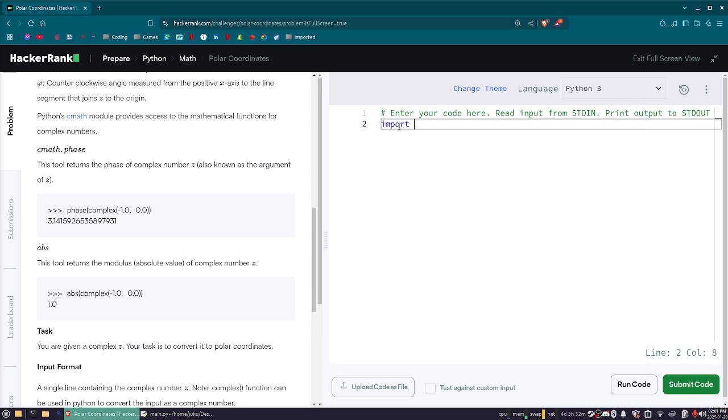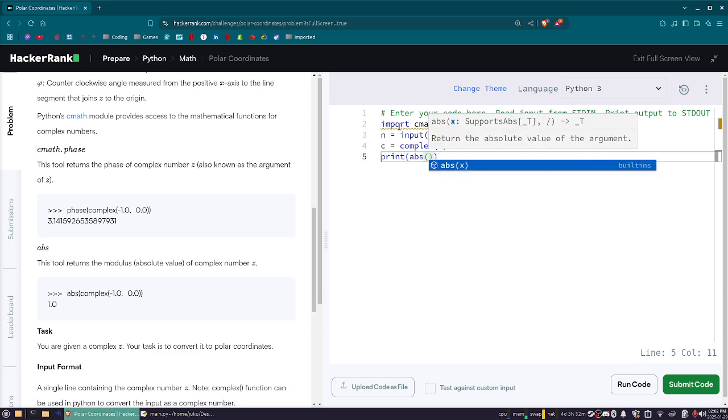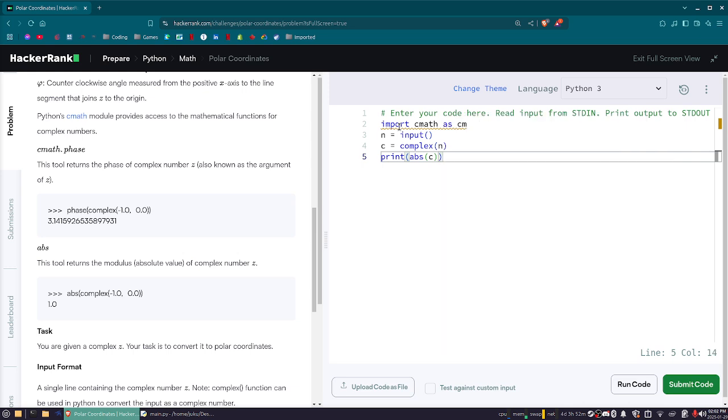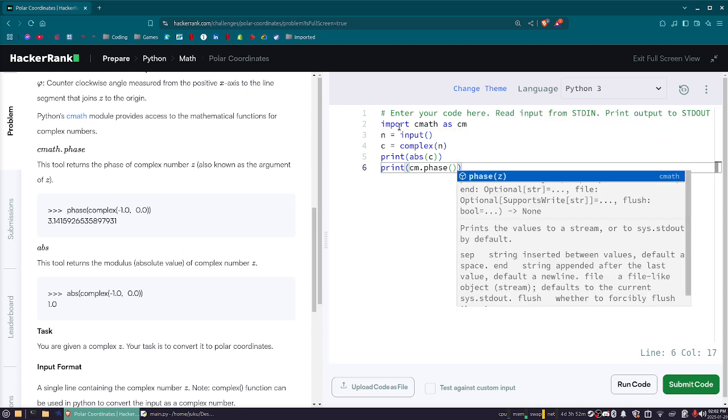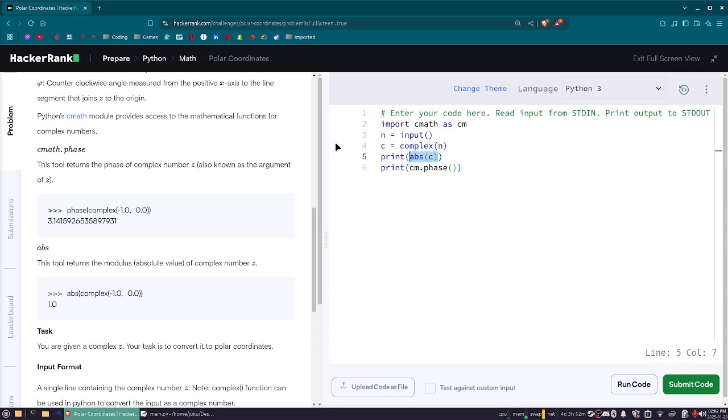So first we'll import cmath as cm, and then we can just do our input and our complex number. That's an n. And then we could print the absolute of n, or the absolute of c, which gets our r. Sorry, r is the distance, which is that third side if you do Pythagorean theorem, and then we could also print cm.phase to get the angle, which is the actual angle.